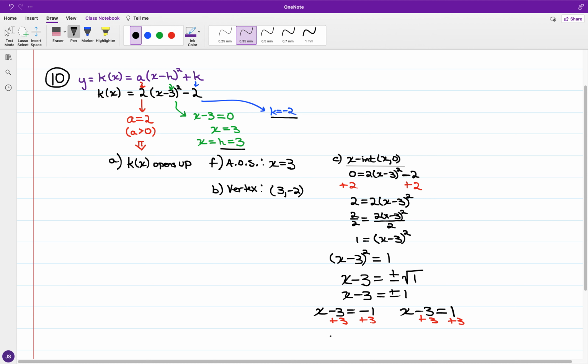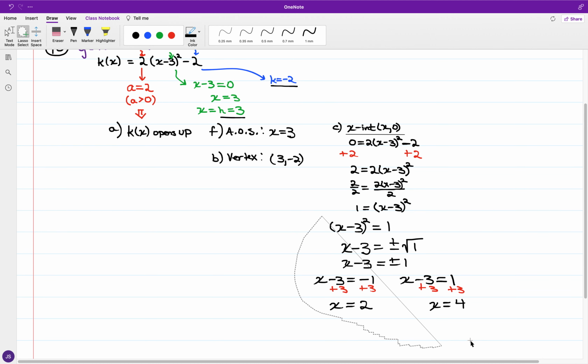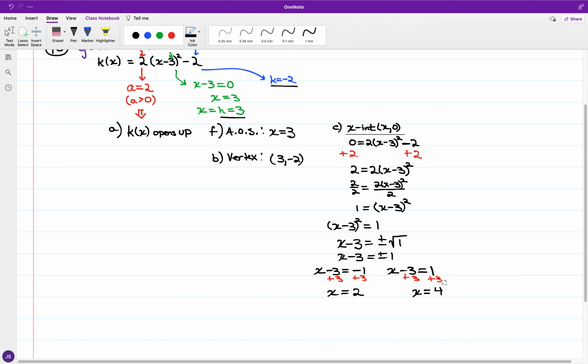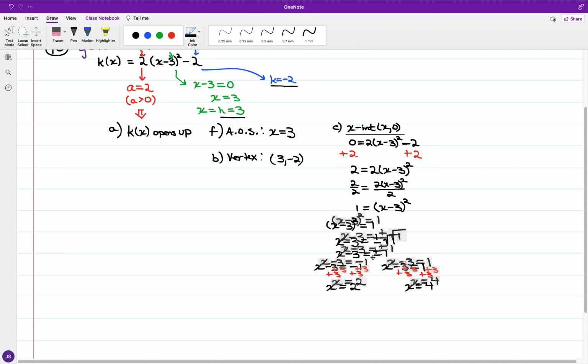So for x minus 3 is equal to negative 1, we're going to have x equal to negative 1 plus 3, which will be 2. And if x minus 3 is equal to 1, well, x is going to be 1 plus 3, which will be 4. Okay, thus there will be 2 x-intercepts. And they can be expressed in terms of x equals or explicitly in terms of ordered pairs. So for the x-intercepts, we have x equal to 2 as well as x is equal to 4.